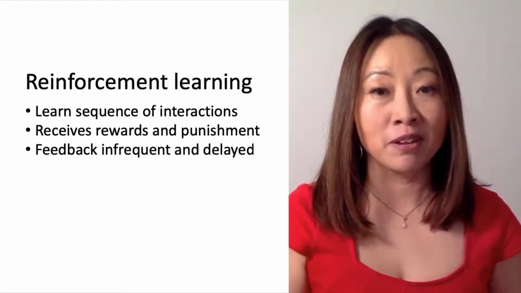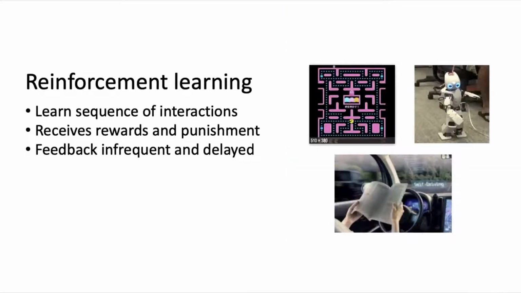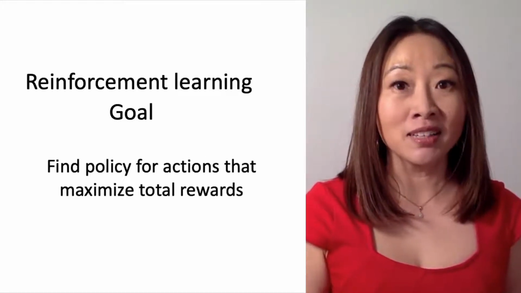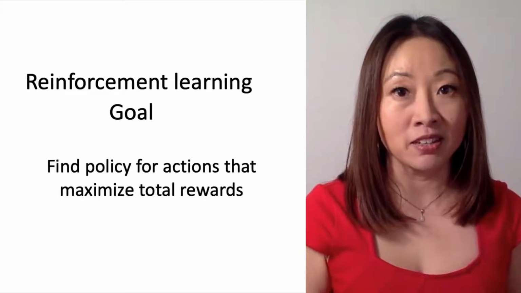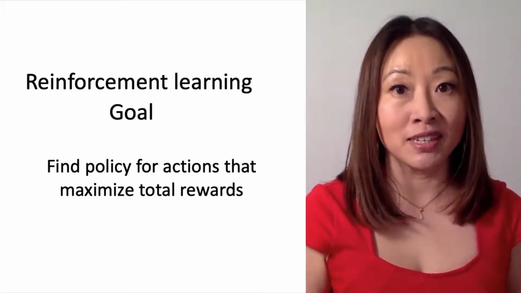Typical problems solved by reinforcement learning include playing games, robotic movement, and self-driving cars. The goal of the reinforcement learning model is to find a policy for choosing actions, which depends on context, that allows the agent to maximize total rewards over a fixed time period.